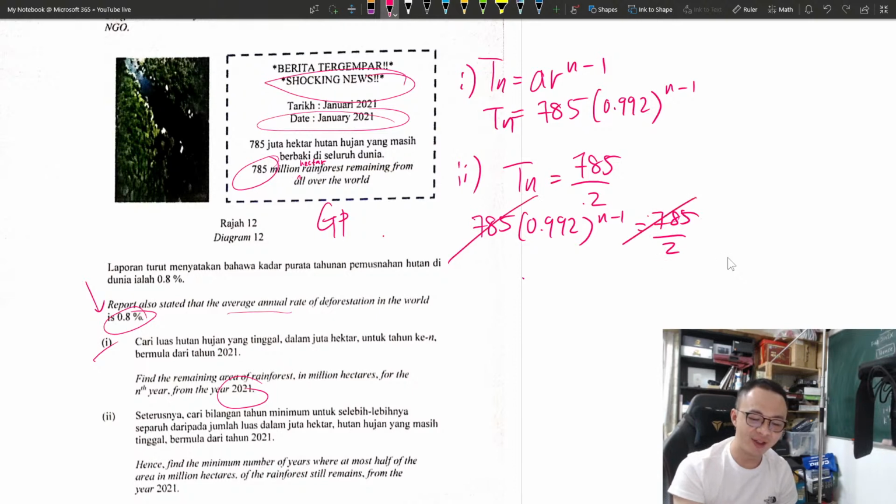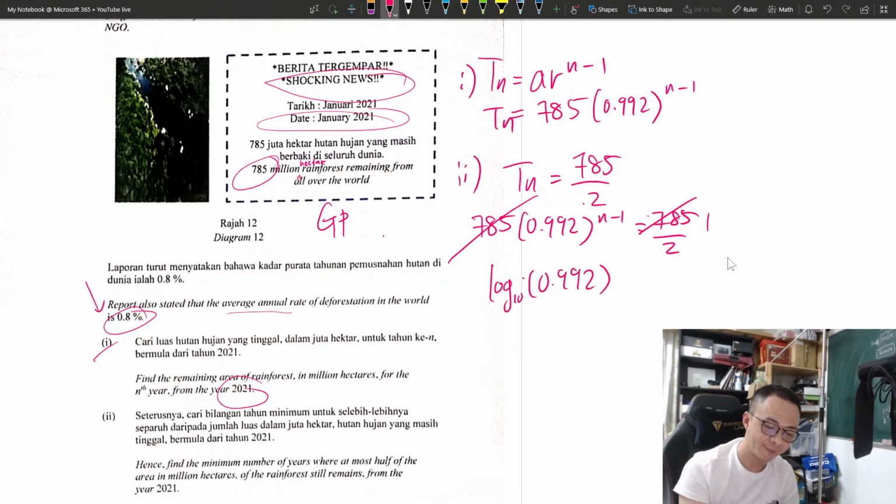So I will divide this one into both. So I'll here left 1 over 2. And then I'll add the log 10 for both sides. Why do I want to add the log 10 here? Because I want to find the n.